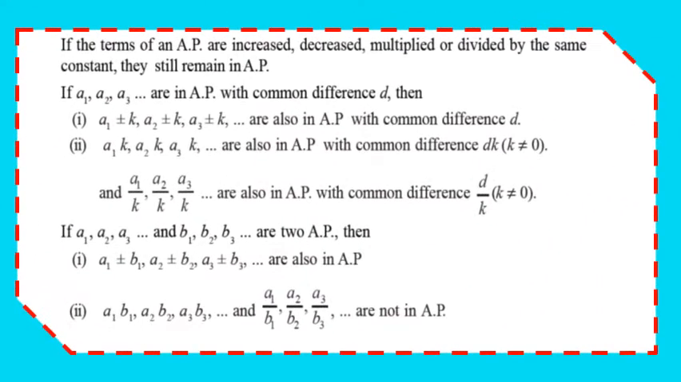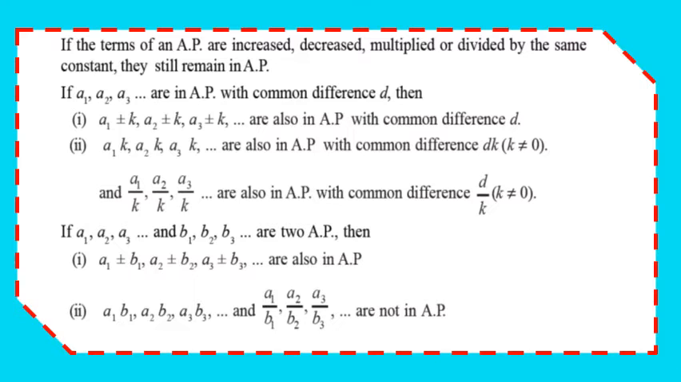Now a few important points to remember: if the terms of an AP are increased, decreased, multiplied or divided by the same constant, then they still remain in AP. That is, if you add to all the terms, subtract from them, multiply or divide them by a constant number, then it will remain an AP.